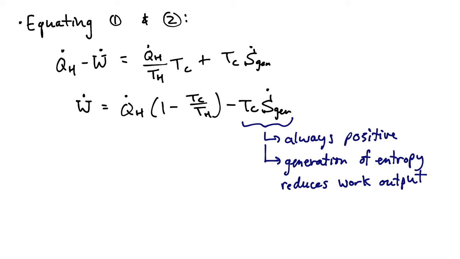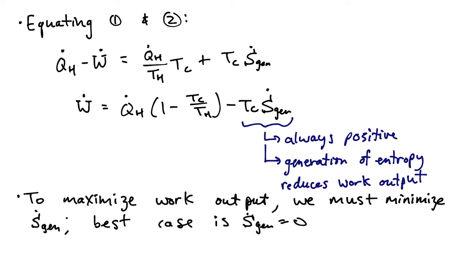What we can say from this is that if we want to maximize the work output, we want this term to be as small as possible. We know that S gen has to be greater than or equal to 0, so the best case is where S gen equals 0. To summarize, if we want to maximize the work output, we must minimize S gen, and the best case that we can have is where S gen is equal to 0. Now, if we take the resulting equation for the work or power output and we set S gen equal to 0, then this is going to be our expression.